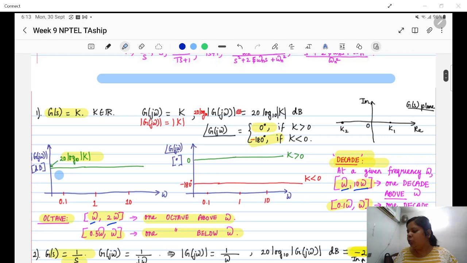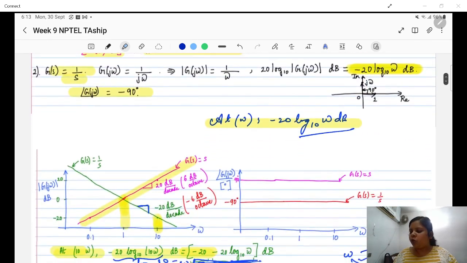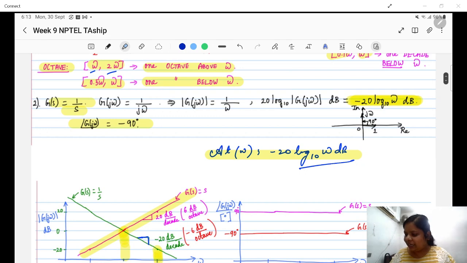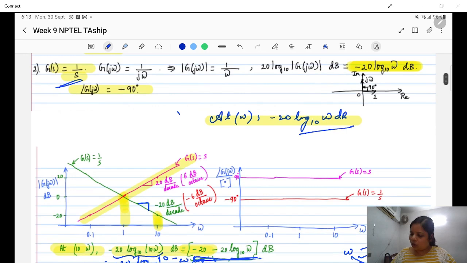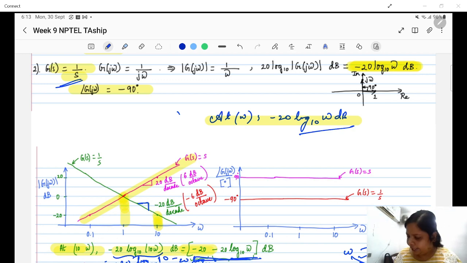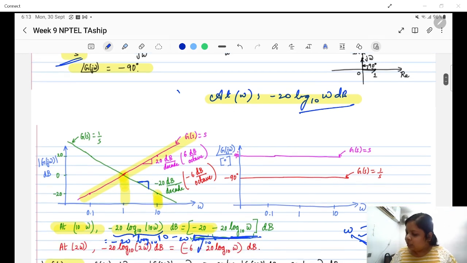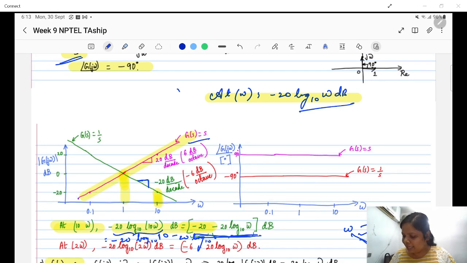So for constant magnitude, it used to be a constant line. When we talk for a term that is more close to integration, like in this case, it is 1 by s. So for 1 by s, we saw that the line is always decaying, or the slope of the line is minus 20 dB per decade. Whereas for G(s) equal to s, it is always rising at a slope of 20 dB per decade. All right. So both of these are really important. And as you go on practicing, you'll be able to remember that in one of them, it is a decreasing one, and in one of them, it is an increasing one.